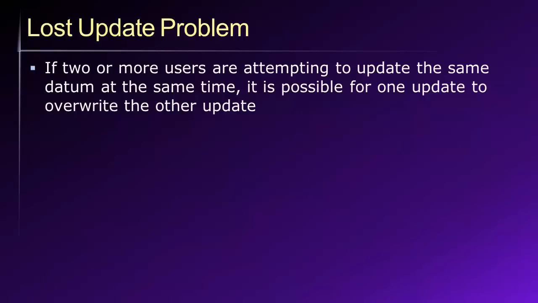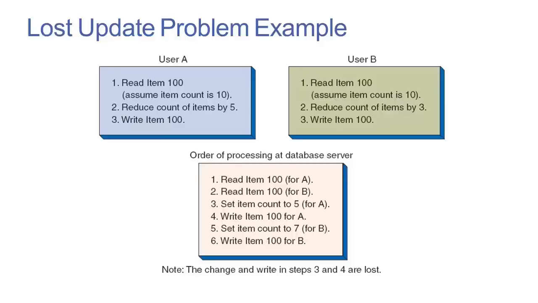Without an intelligent concurrent processing strategy in place, the possibility exists for us to encounter something called a lost update problem. And the lost update problem occurs when two or more users are simultaneously attempting to access the same piece of information in the database, and one or more of those users' changes are overwritten by the changes made to the database by another user. Let's see an example of how this can work.